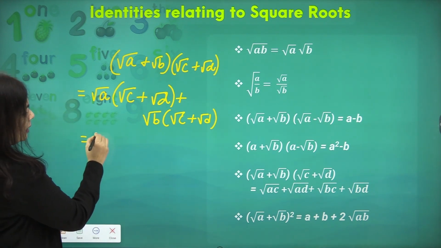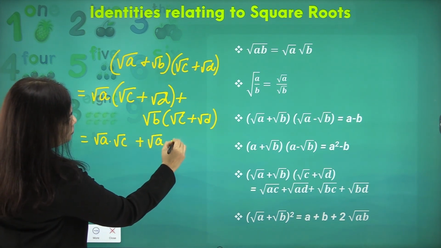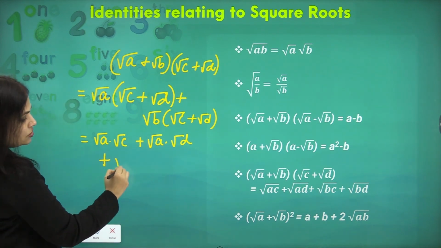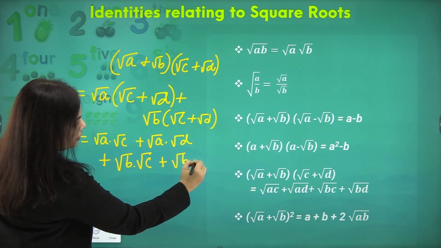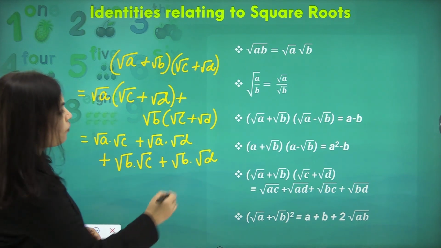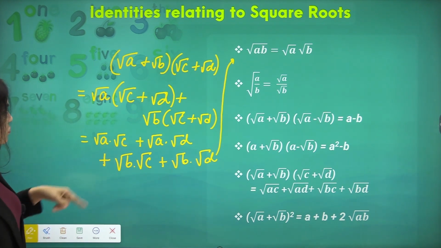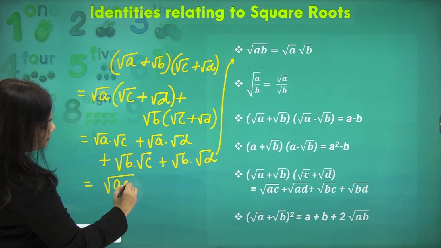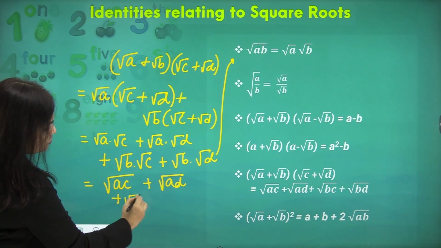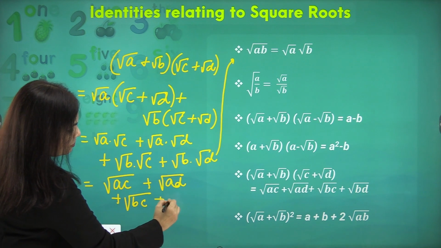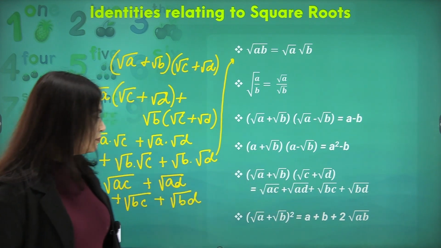On opening the bracket, I will get root A into root C plus root A into root D plus root B into root C plus root B into root D. Again, going from the first law, we know root A into root C can be written as root AC, root A into root D can be written as root AD, root B into root C can be written as root BC, and root B into root D can be written as root BD. So, we have the same result here.